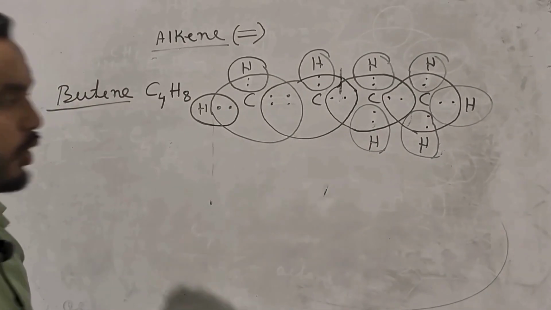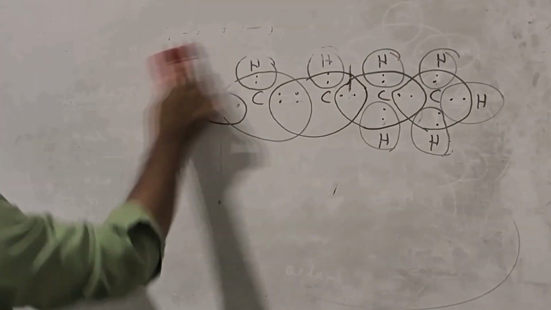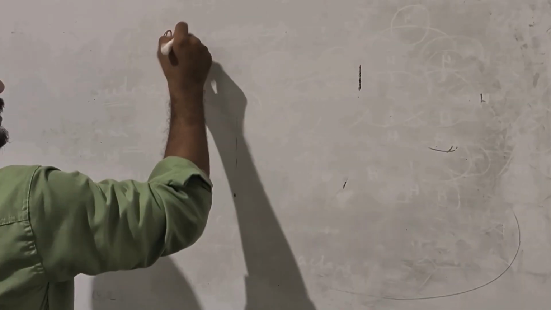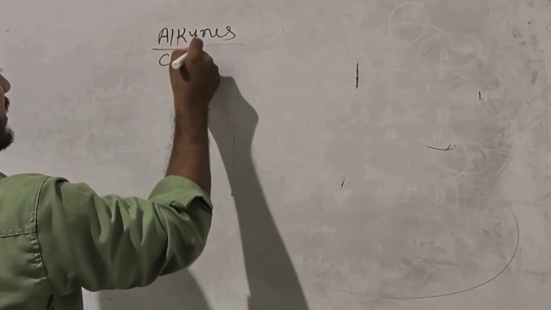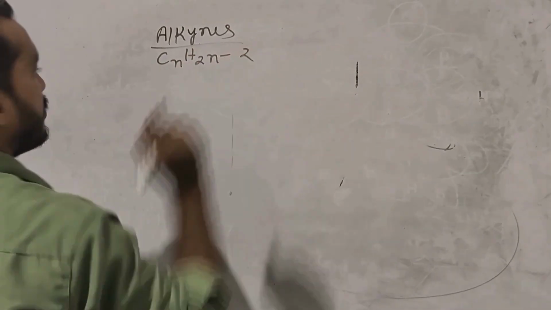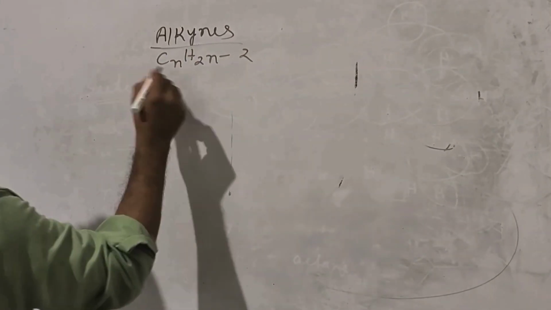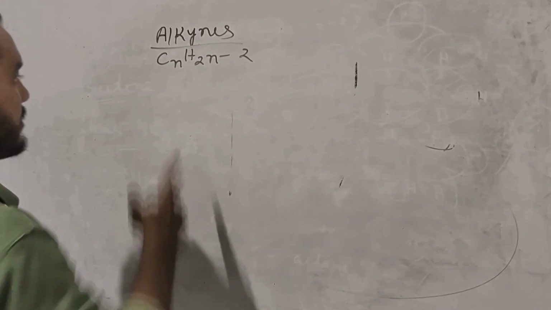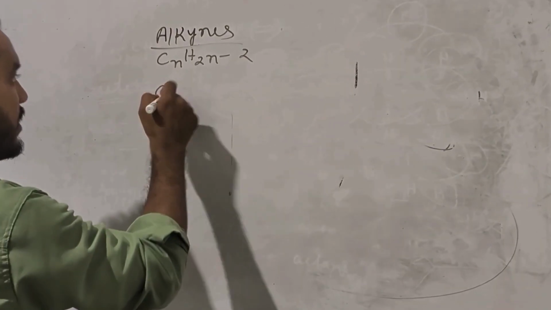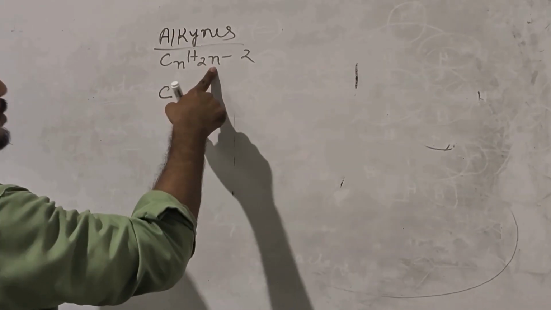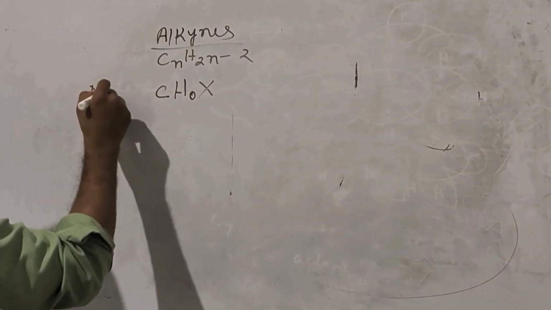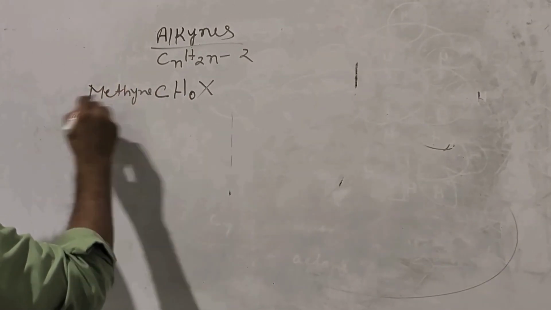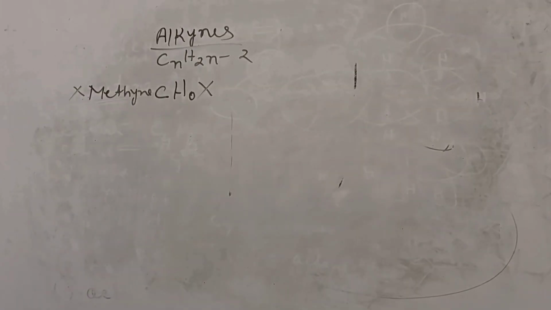This is your homework. Now let's check for the alkynes. The formula is CnH2n-2. So the first member of the alkyne also doesn't exist, because if you put n as 1, 2 into 1 is 2, 2 minus 2 is 0, which is not possible. That means it doesn't exist in nature.